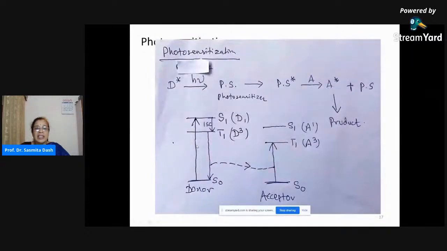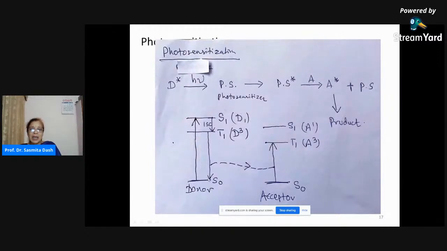With h nu amount of energy, it goes to the S1 state or singlet state of the donor, and via ISC, intersystem crossing, it comes to the more stable state of the triplet, that is T1 state. So this is described as D1 and D3 for the donor, singlet and triplet state respectively. After coming to the triplet state, which has lower energy compared to the singlet excited state, the molecule needs to come down for lowering its energy and increasing its stability.